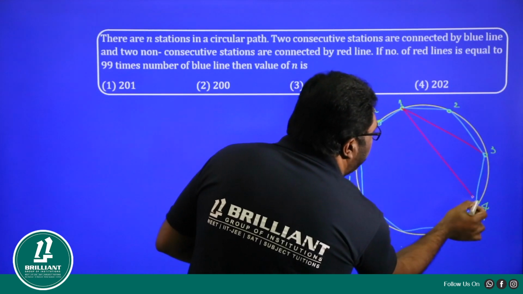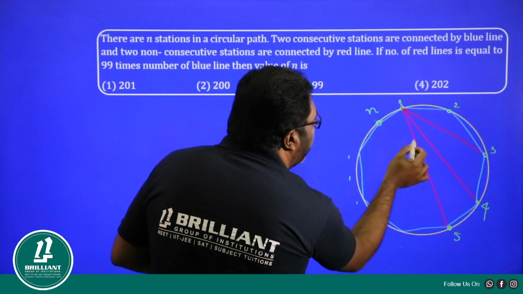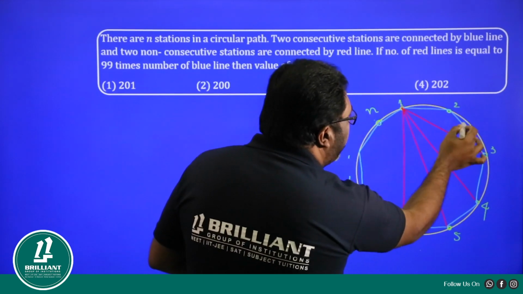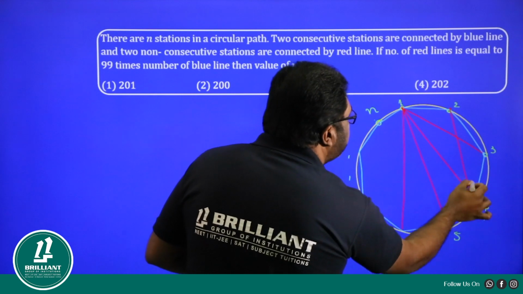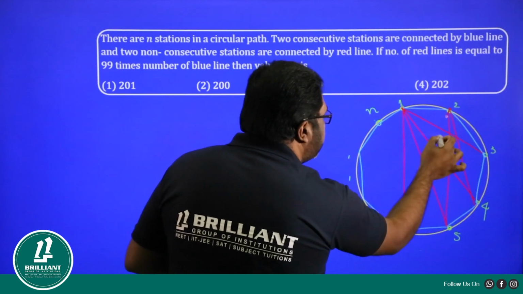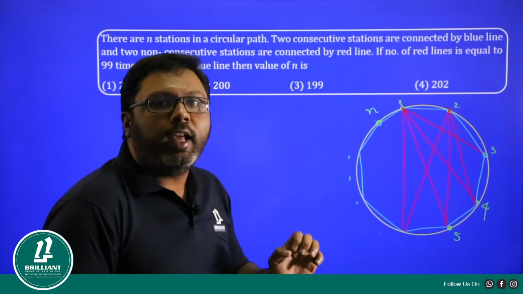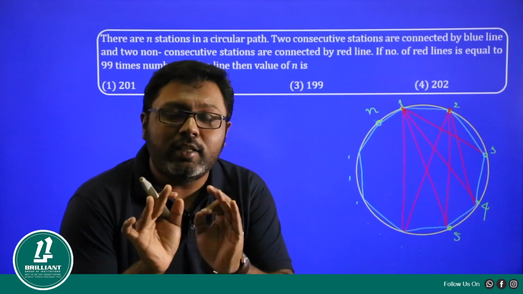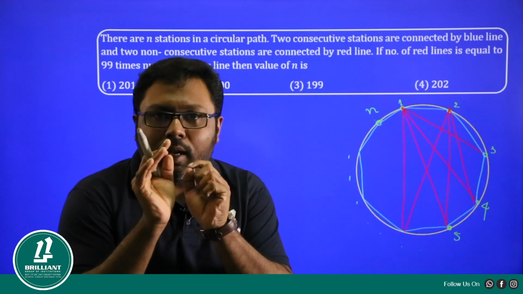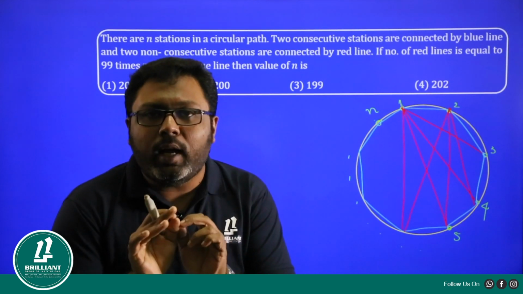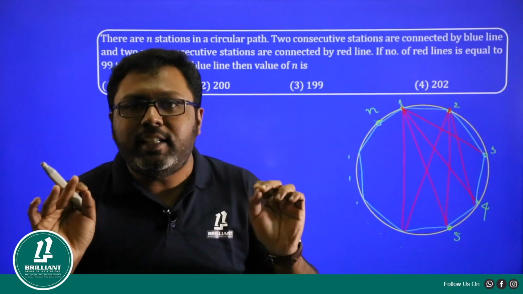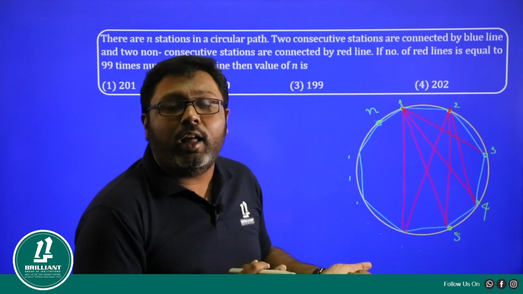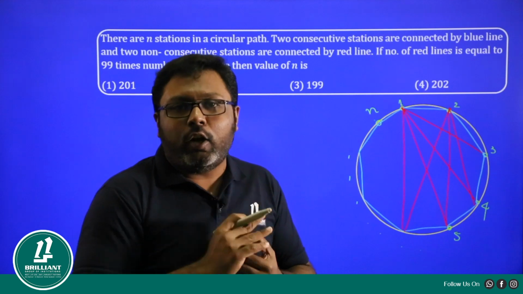I will connect 1 and 4. I'll connect 1 and 5, 1 and 6, and go on like this. And then I'll connect 2 and 3, 2 and 4. Yes, 2 and 5, 2 and 6, and it goes on like this. Can you see that this is now forming the diagonals of the polygon? So the blue line which connects the adjacent stations becomes the polygon, and the red lines become the diagonals of that polygon.